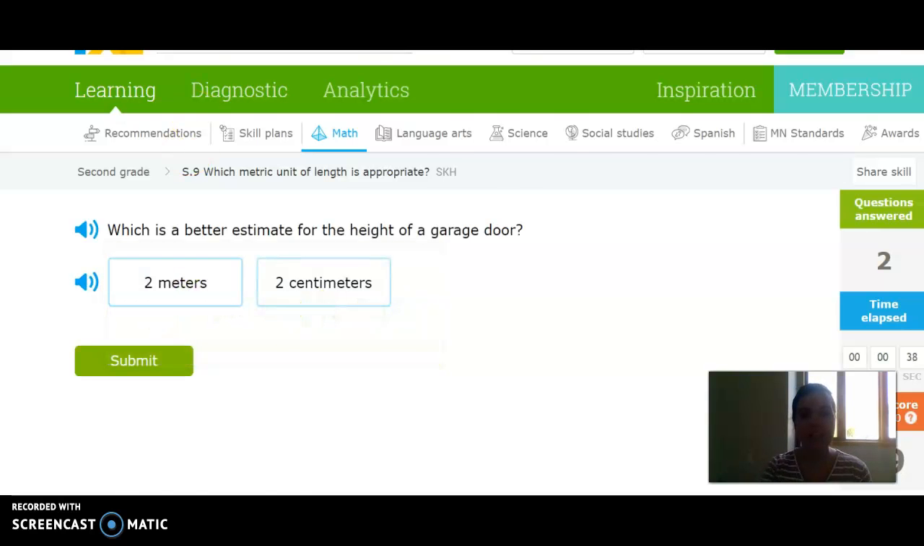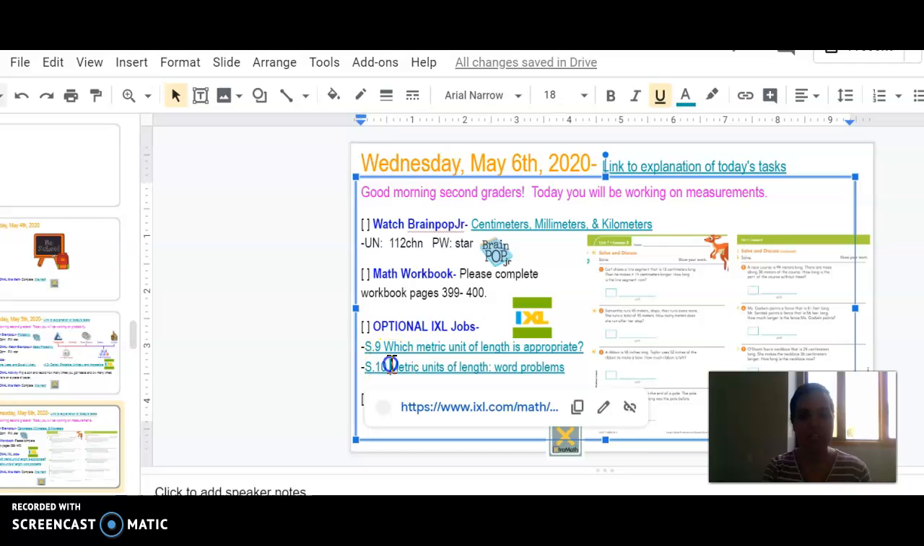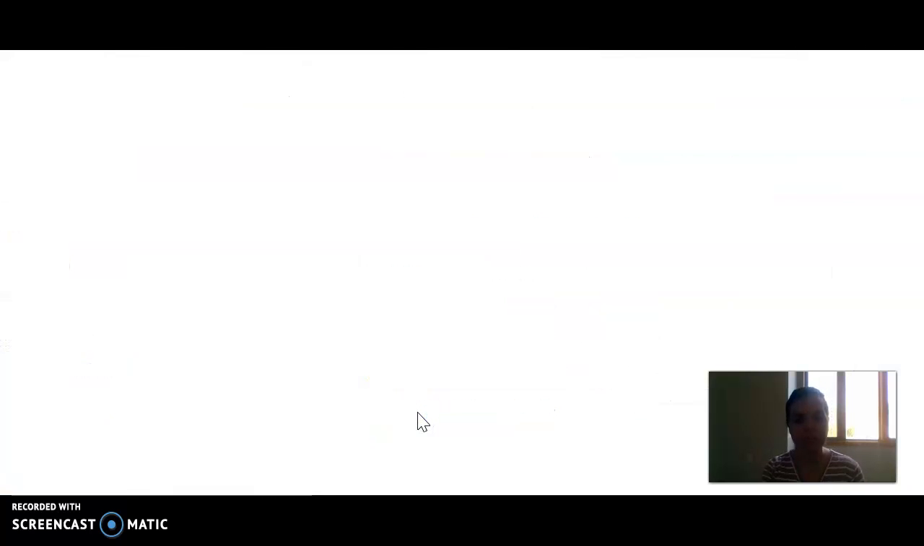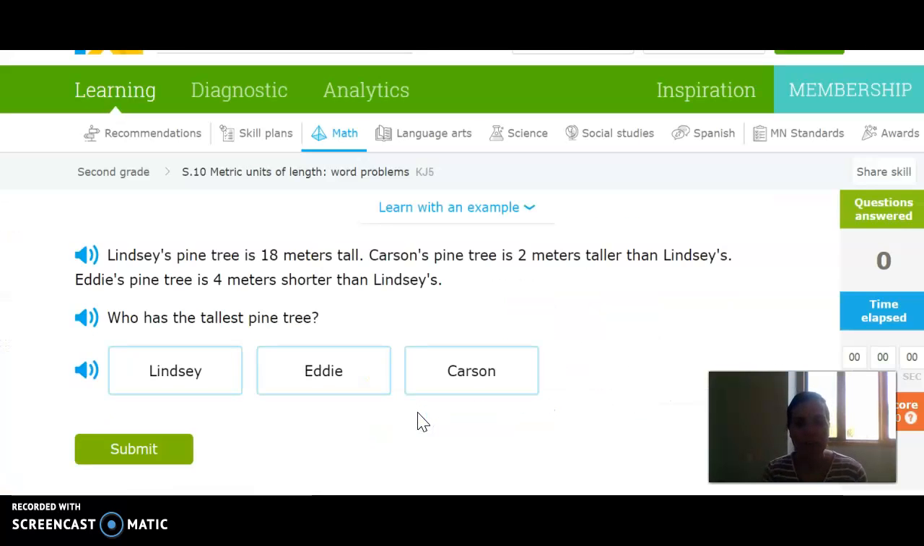Okay, that's the first IXL. Then the second IXL is S10. It says Lindsay's pine tree is 18 meters tall. Carson's pine tree is 2 meters taller than Lindsay's. Eddie's pine tree is 4 meters shorter than Lindsay's. Who has the tallest pine tree?